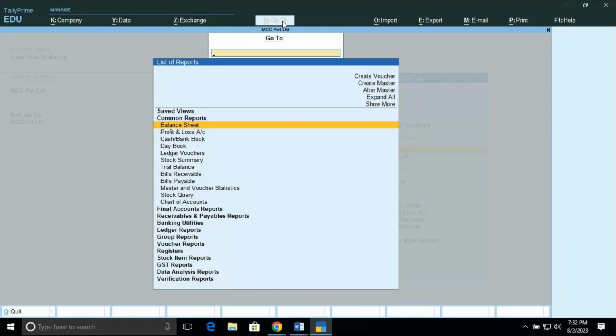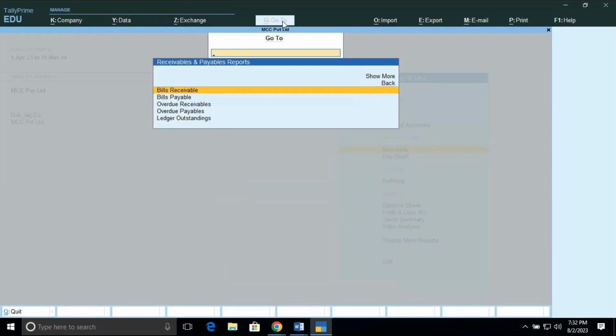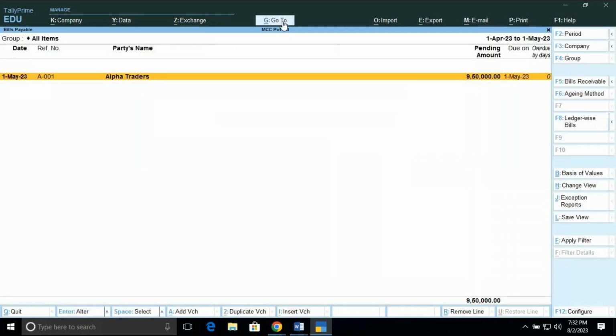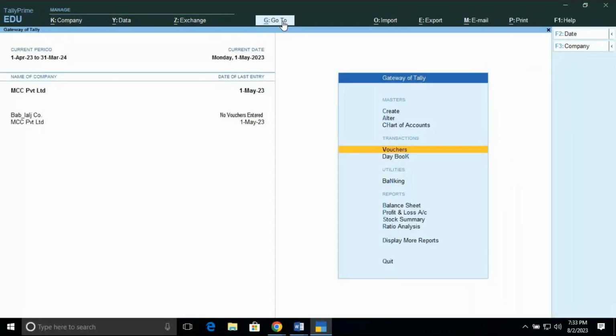Shall we go to receivables and payables report? Yeah, very good. Receivable payable report. Okay, first we saw here bills payable, that's correct. Again, receivable payable, we can go here. See, bills payable. It will show again Alpha 9 lakh 50. Okay, some more things are there. You have to tell me.